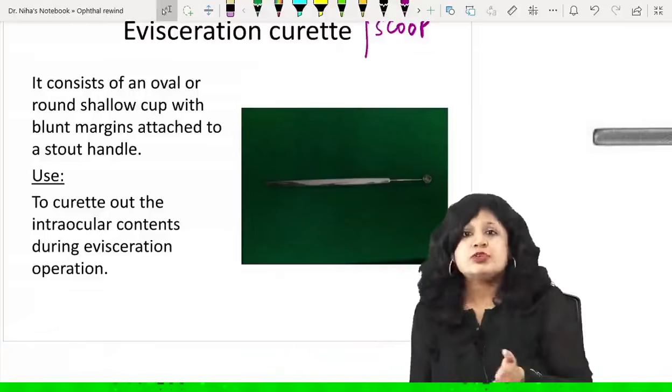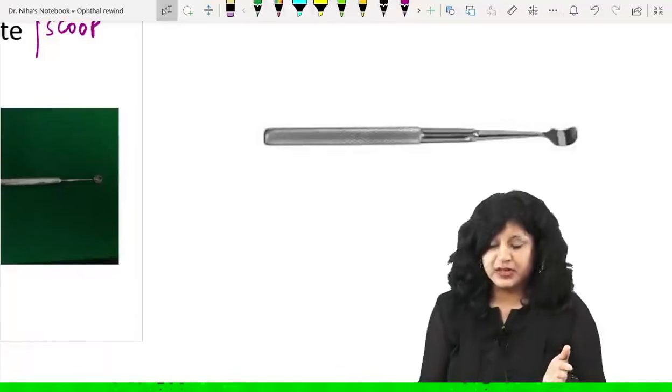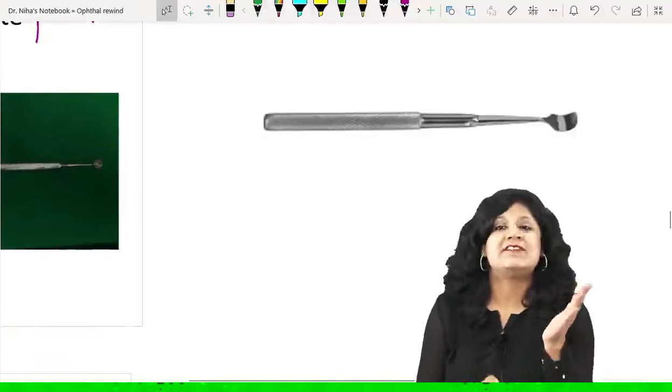Now there is one more scoop that can be used as an evisceration scoop.